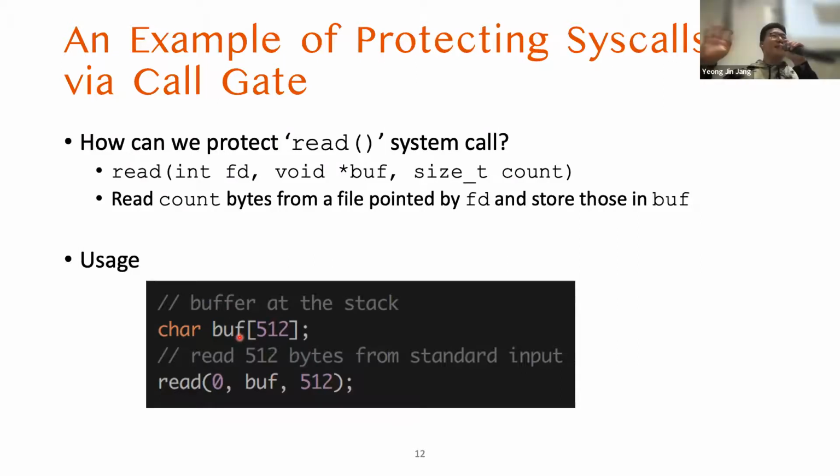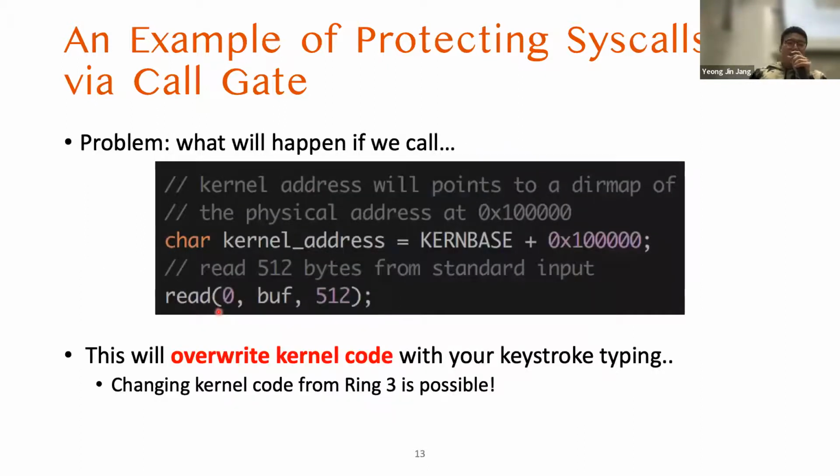So this one does not have any kind of problem because the buffer is ring 3 memory, and then the user interacts with the console. So type 1111 or something, and then that data will get into the buffer. But let's take a look at one of the problematic cases.